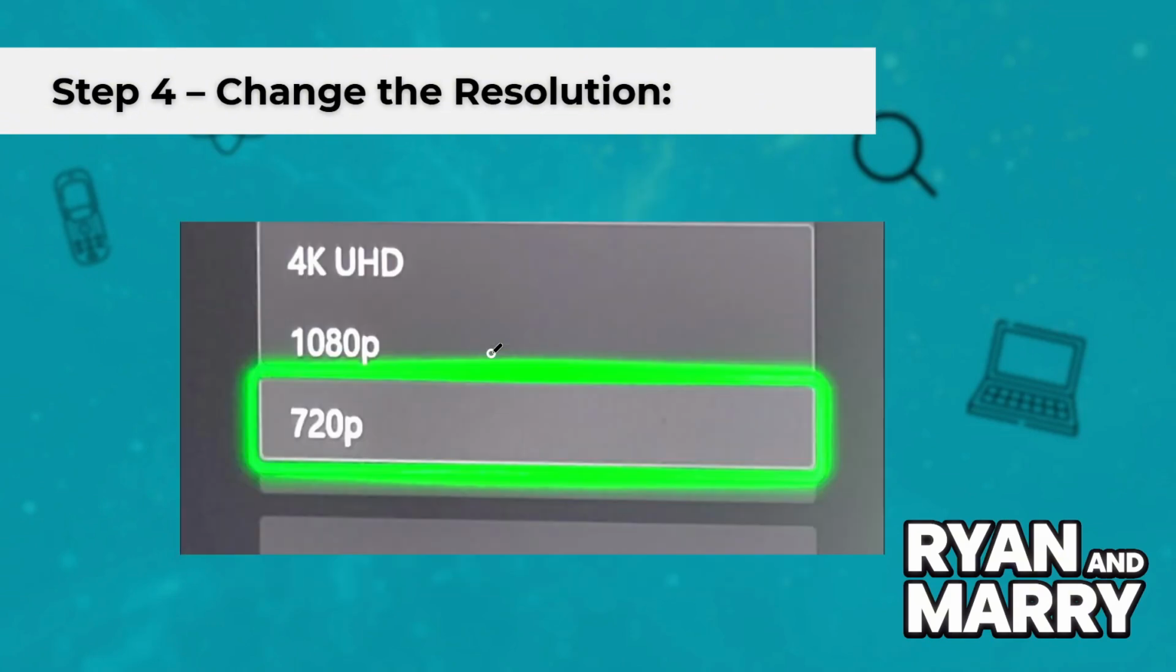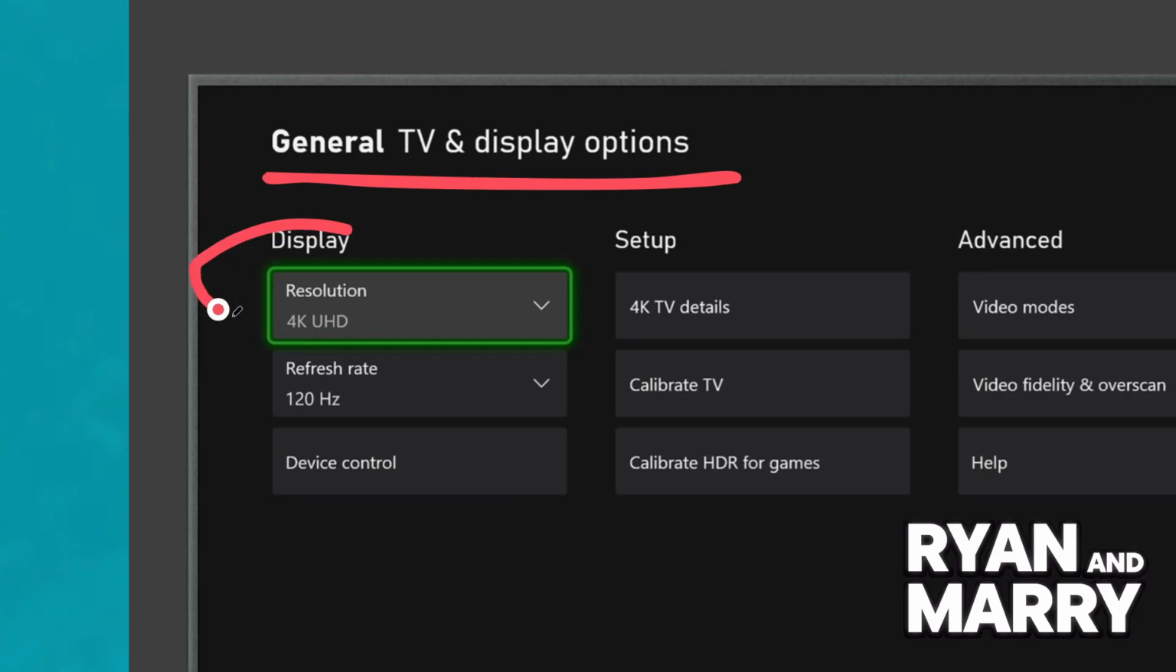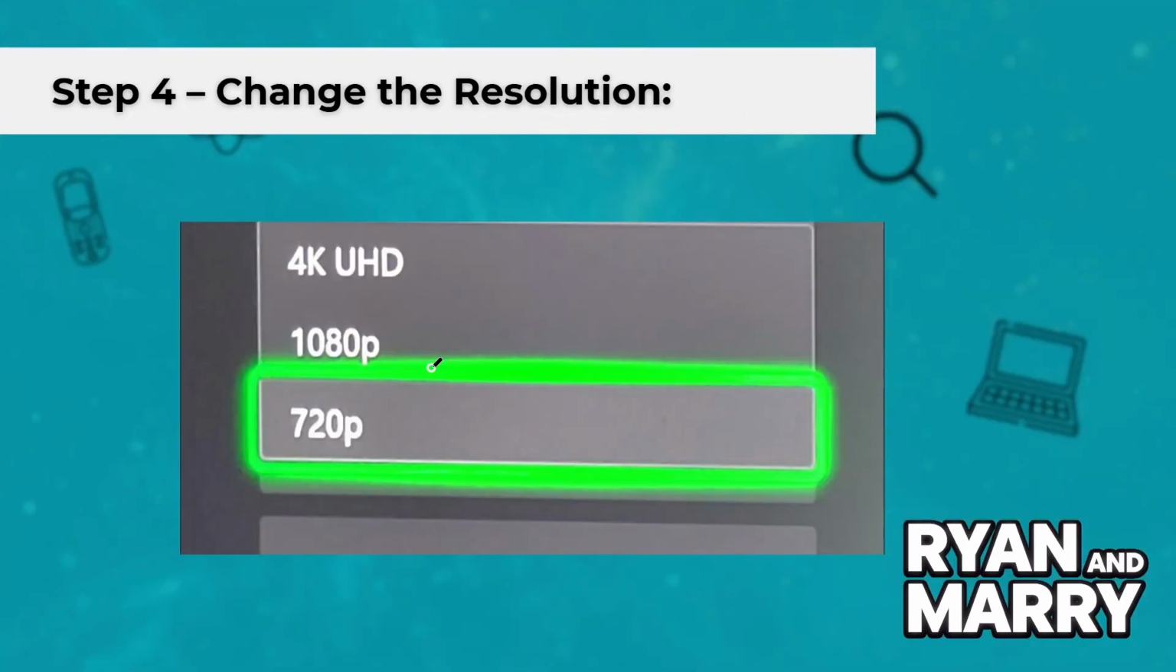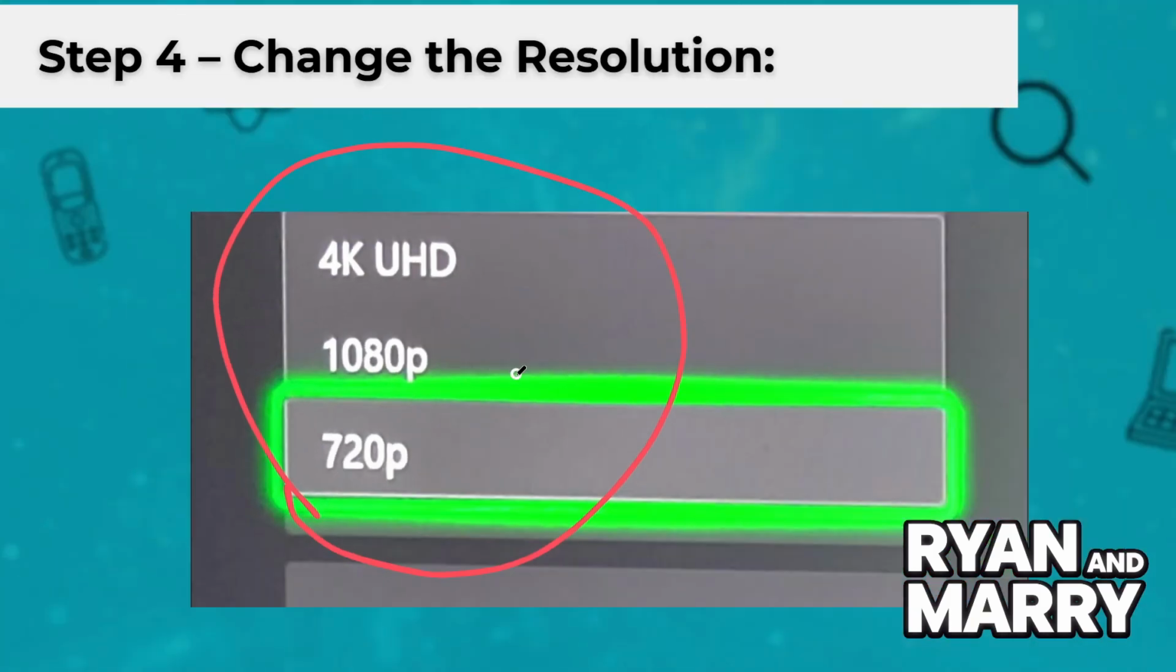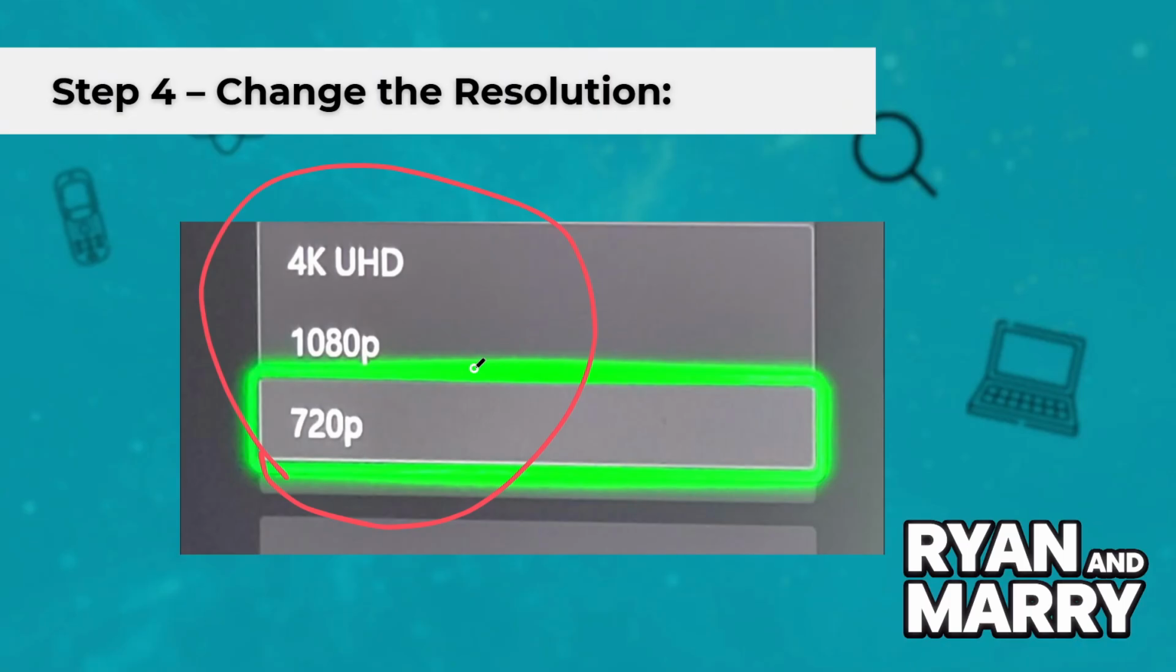Step 4. Change the resolution. Here, you will see an option called Resolution. Click it, and you will see a list of available resolutions like this. Choose the one that fits your display best.